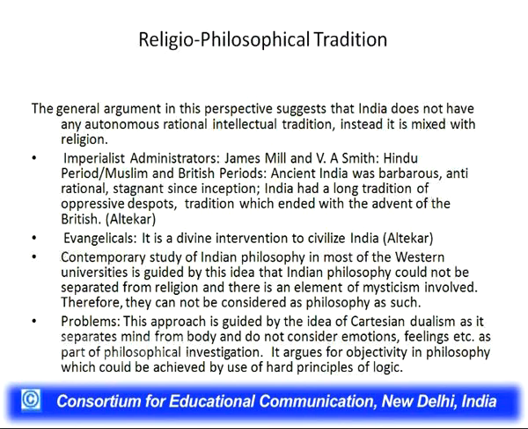For instance, imperialist administrators like James Mill and V. A. Smith first divided Indian thought into Hindu period, Muslim and British period, and thought that the ancient Indians were barbarous, anti-rational, stagnant since inception. India had a long tradition of oppressive despots, a tradition which ended with the advent of the British. That's what Altekar suggests, that is how these imperialist administrators used to think. Then you have some evangelicals at that time who thought that colonialism was a divine intervention to civilize this kind of society which has no thought process.